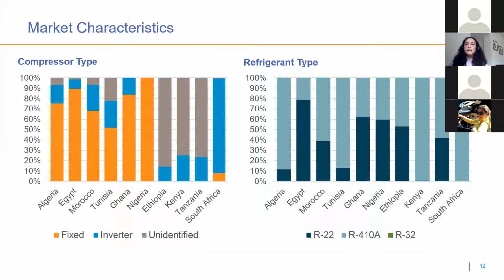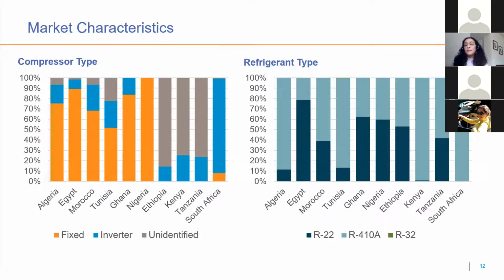You can see that R22 and R410A still make up the majority of the market, and R32, which is a lower GWP refrigerant blend, was only found in South Africa. We have some anecdotal information that R32 is probably found here and there in some of these other countries, but it really hasn't gotten a strong market penetration yet.